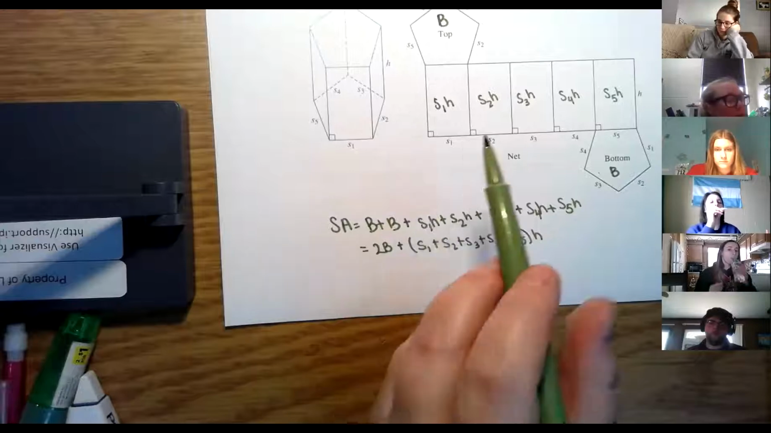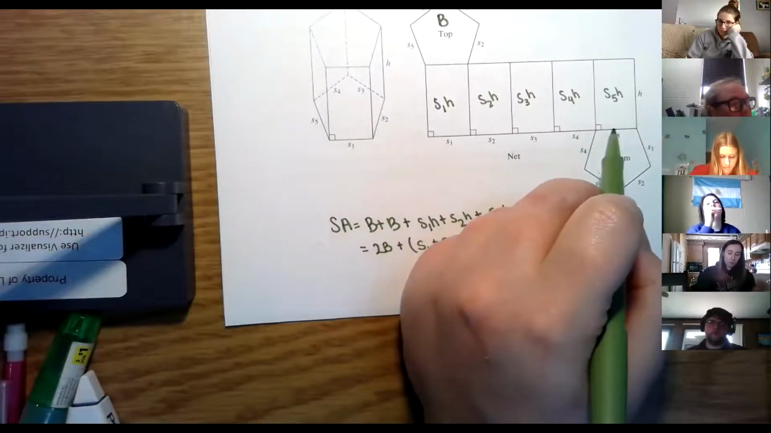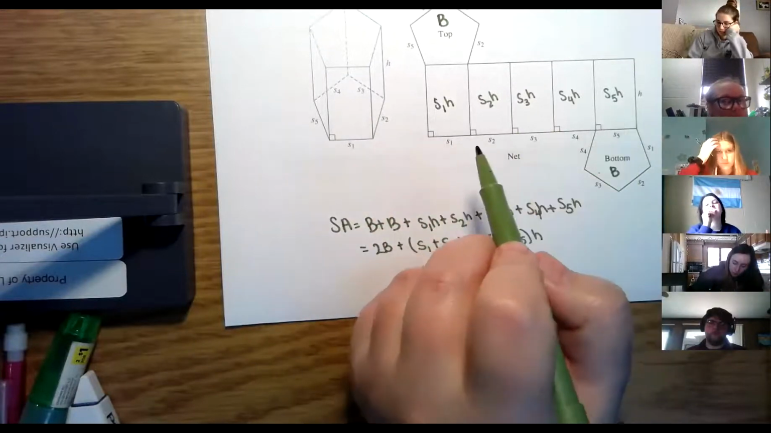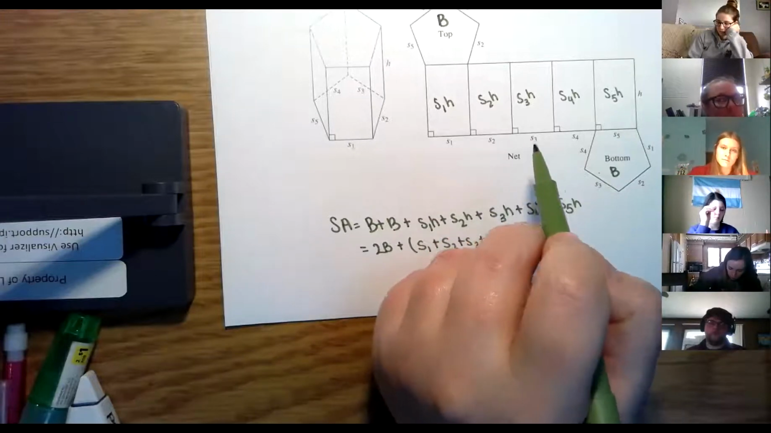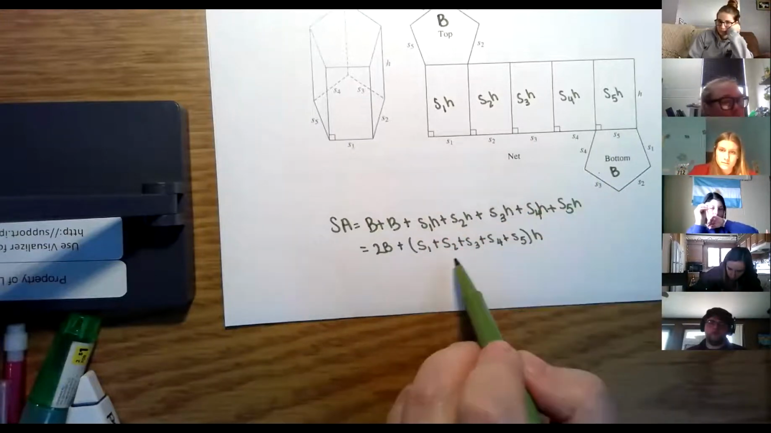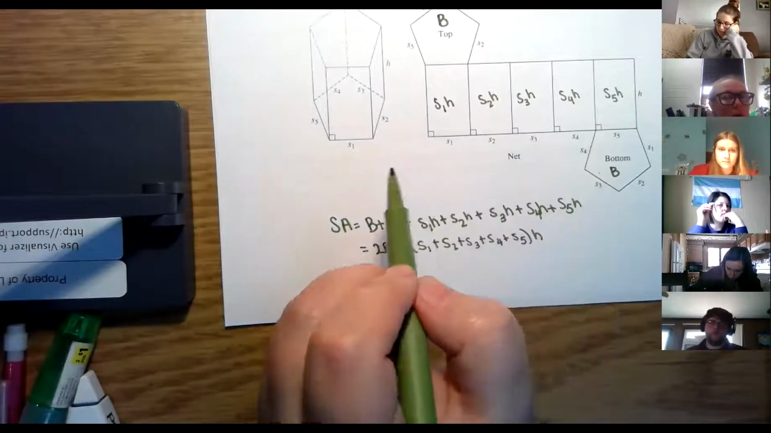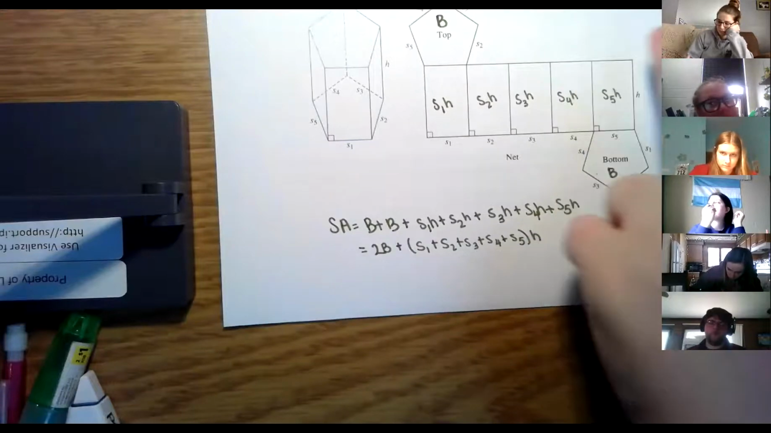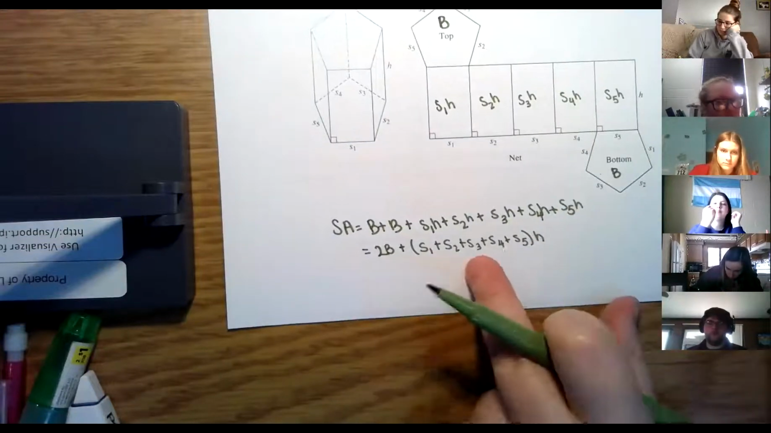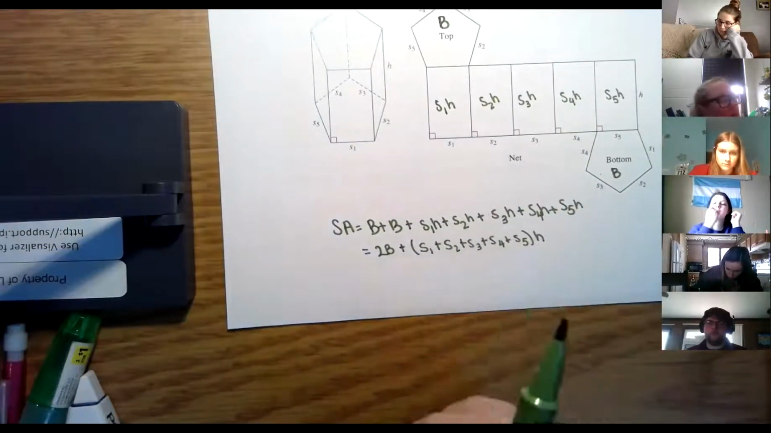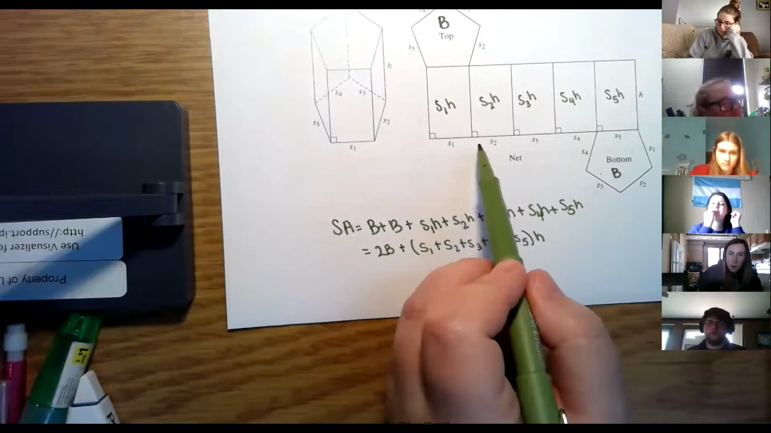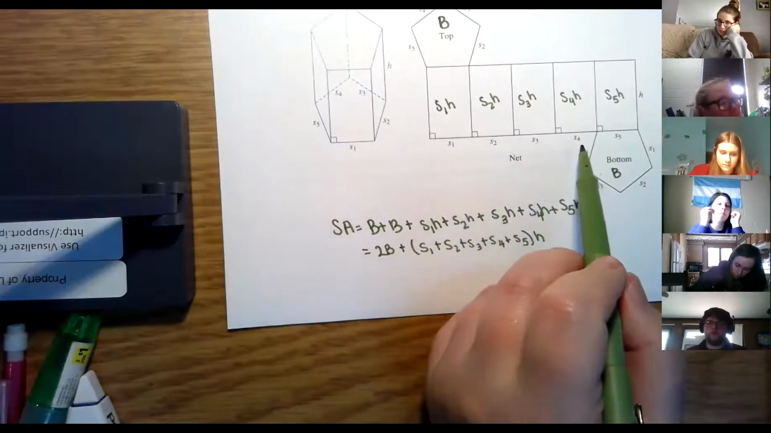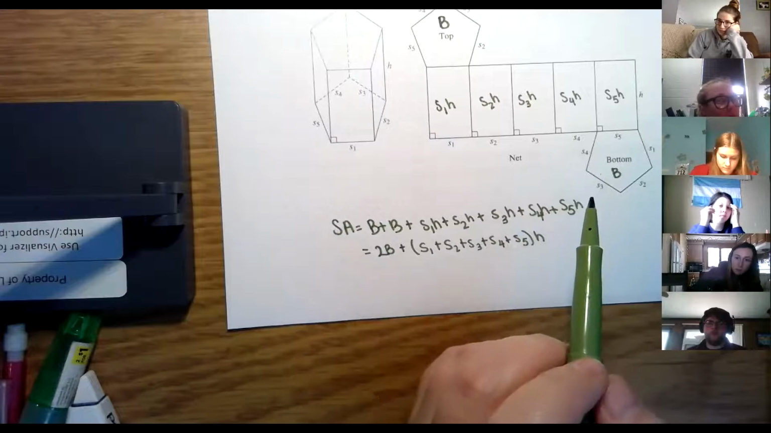Well, just like Sophie said, the length of this rectangle here would be S1 plus S2 plus S3 plus S4 plus S5, which is what we have written here. So the area of that rectangle would be the length of that side times that side, which is what we have written here. But what do we notice S1 plus S2 plus S3 plus S4 plus S5 would be?